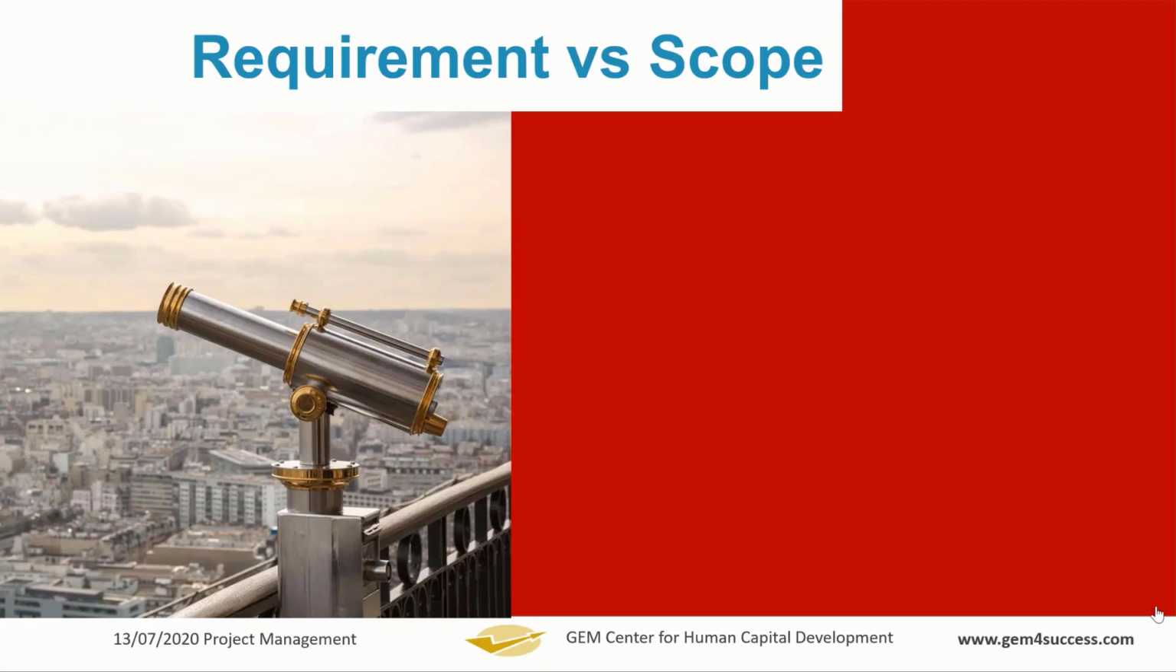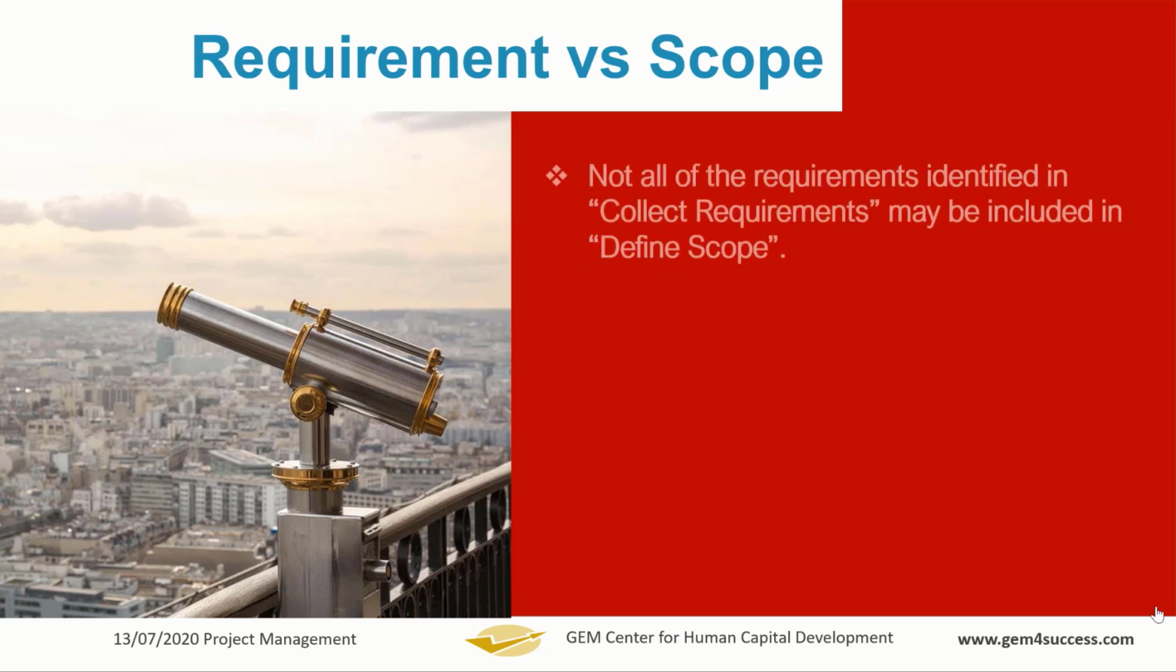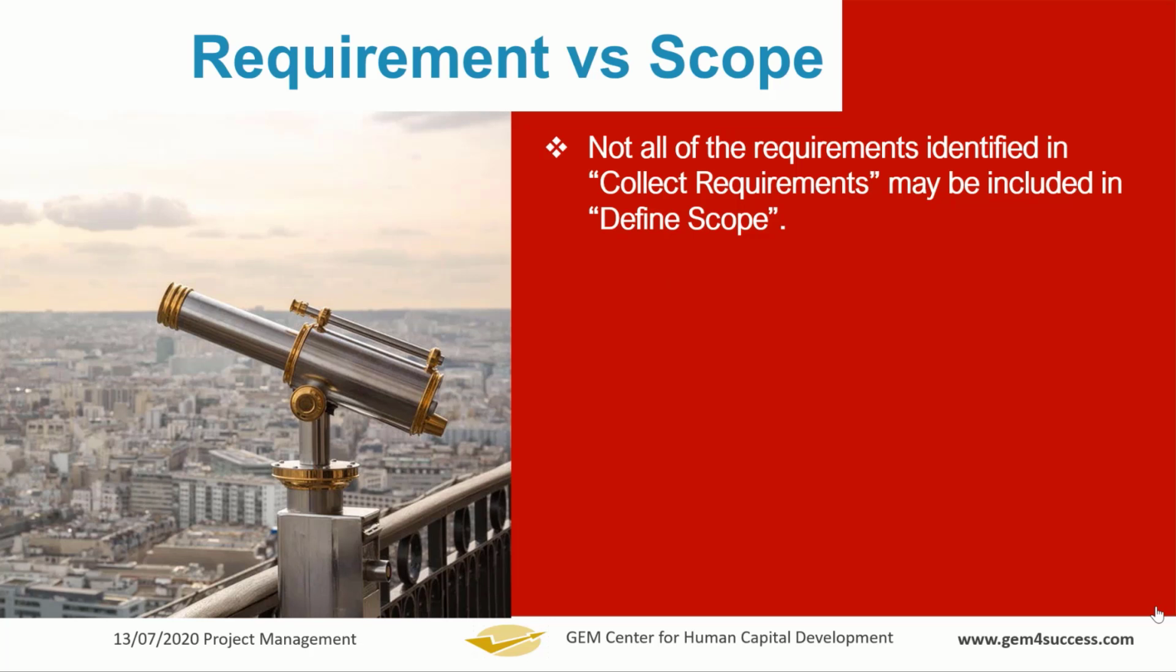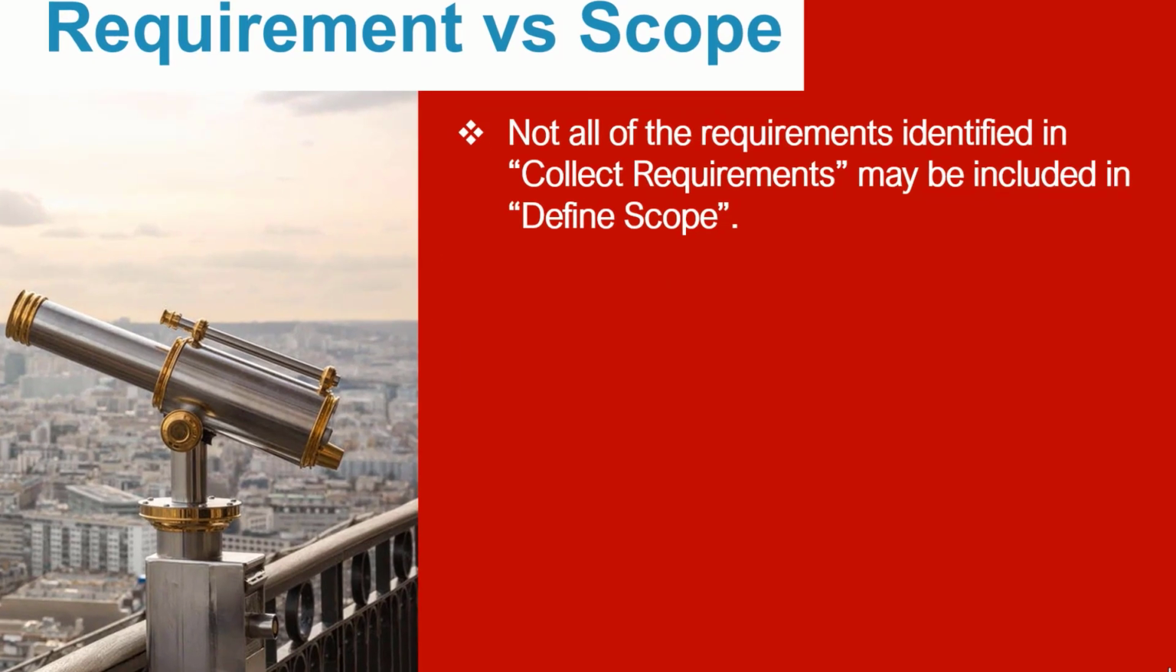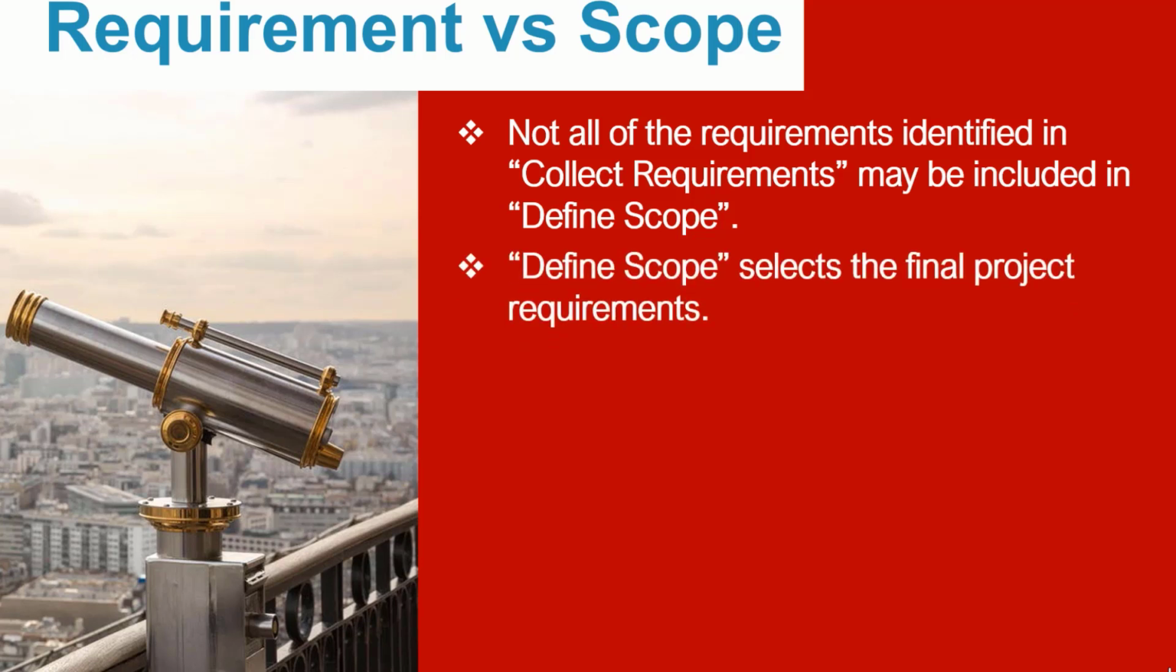Okay? Now, let's discuss the distinction, the differences. What is a requirement, or what are requirements, and what is the scope? It's important to know that not all requirements will eventually be included in the scope of the project. Some of them could have been dropped. So requirements are those raw things you collected from stakeholders. The scope is what the project manager has been able to come up with after synthesizing and analyzing the requirements.